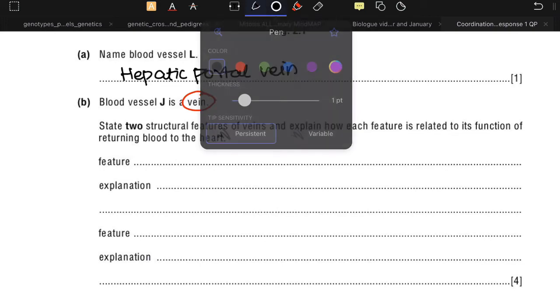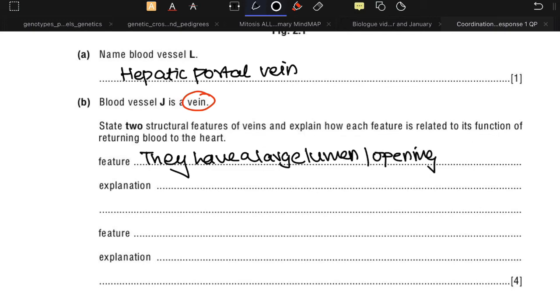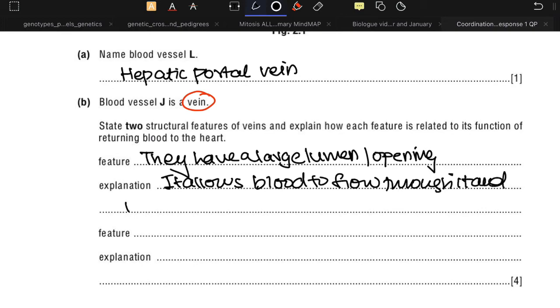So the feature is that first they have a large lumen, or a large opening, and this allows blood to flow through it and into the heart at low pressure.